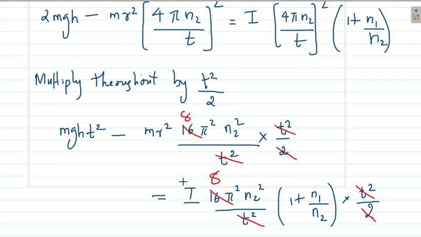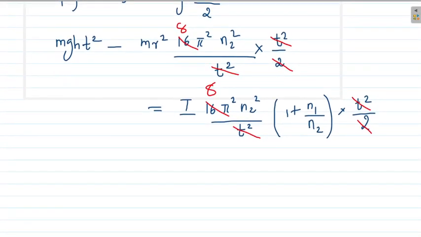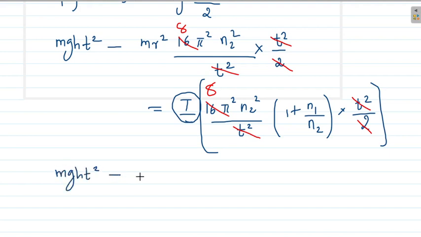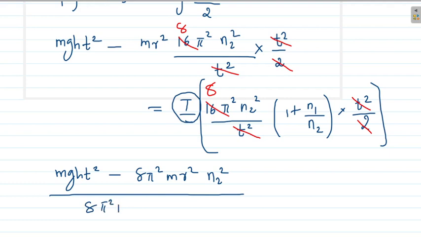So let us write down the expression for I now. So we have to keep this I alone on the right hand side and take all the other terms to the left hand side. So that is mgh T square minus 8 pi square m r square N2 square, the whole divided by 8 pi square N2 square into 1 plus N1 by N2. That is equal to I.